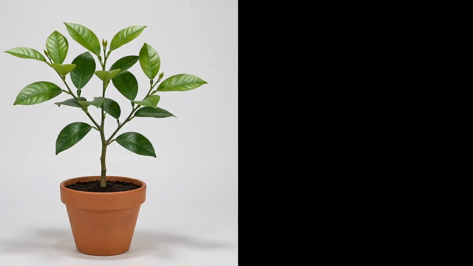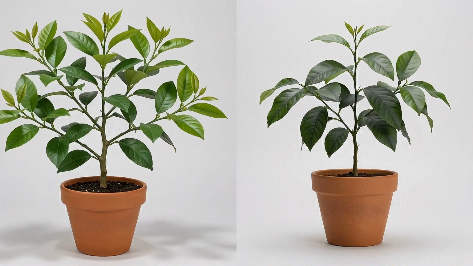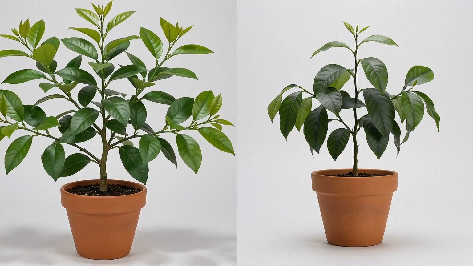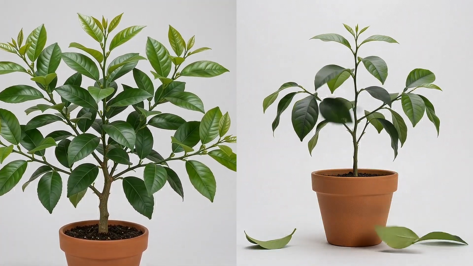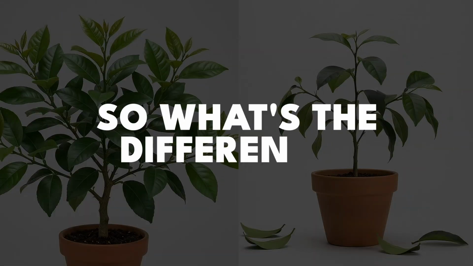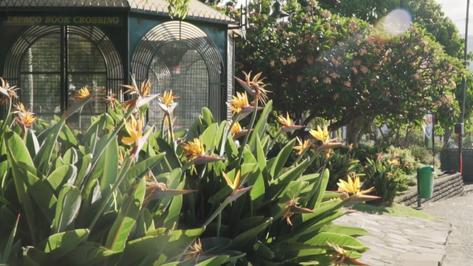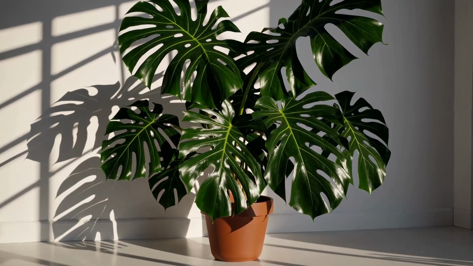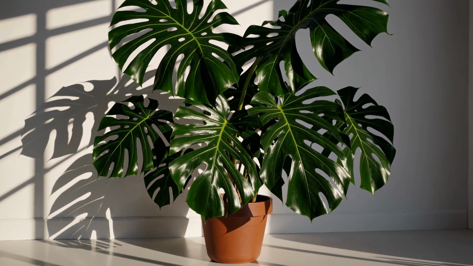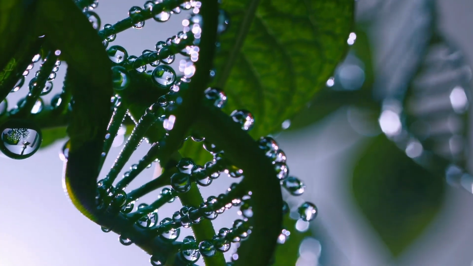Two plants, same seed bank, the exact same genetics. Yet one grows strong, healthy, and resilient, while the other stays small, weak, and barely survives. So what's the difference? It's not their DNA. It's the environment around them. In today's video, I'll show you how the environment can literally turn your plant's genes on or off without changing a single letter of their genetic code.